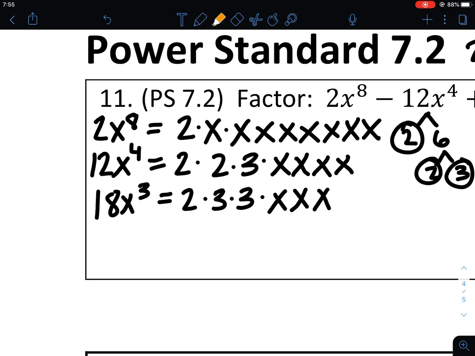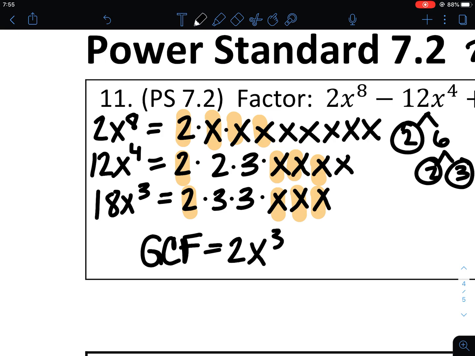Then what they have in common is their greatest common factor. So each of them has a 2, but there are no other numbers that they have in common. And then they have an x in common, another x in common, and finally a third x in common. But because I'm out of x's in that bottom term, 18x to the 3rd, I don't have anything else in common. So my greatest common factor is 2x to the 3rd. Again, they all have 2 times x to the 3rd.